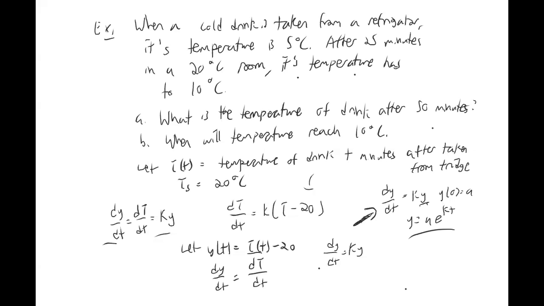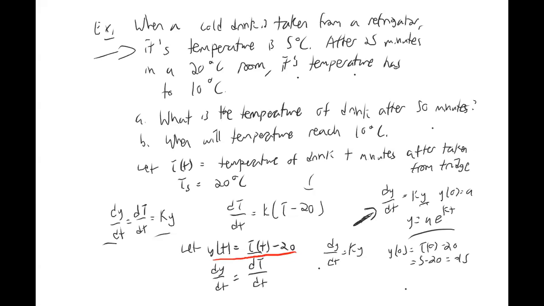Yes or no? Okay, well, let's figure out what y of 0 is. Well, I know y of 0 is from this equation right here. So let me put this in red, right? Y of 0 is t of 0 minus 20, right? Well, what's t of 0? Well, t of t is the temperature of the drink t minutes after taken from the fridge, right? So at 0 minutes, what was it? It was 5 degrees Celsius, right? When no time has passed, it's 5 degrees Celsius. So this is 5 minus 20, it's negative 15.